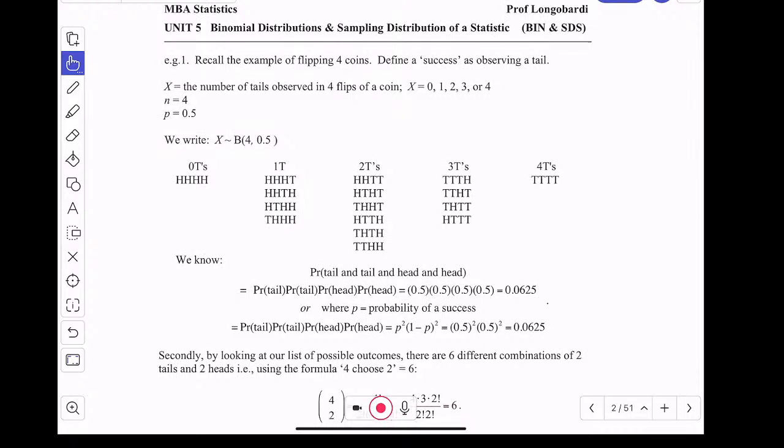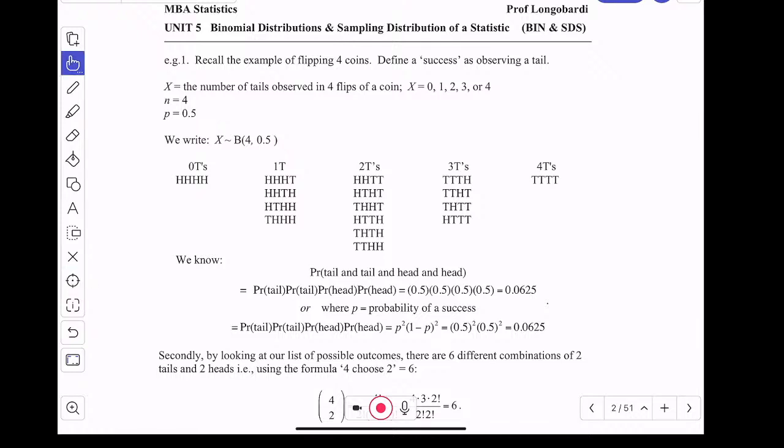So in the notes, I use this example to generate the formula for the binomial. We already saw this example, and we already saw the probability distribution of flipping 4 coins and their outcome. X is the number of tails observed in 4 flips. So we described it, and then I derived the formula using this as an example.